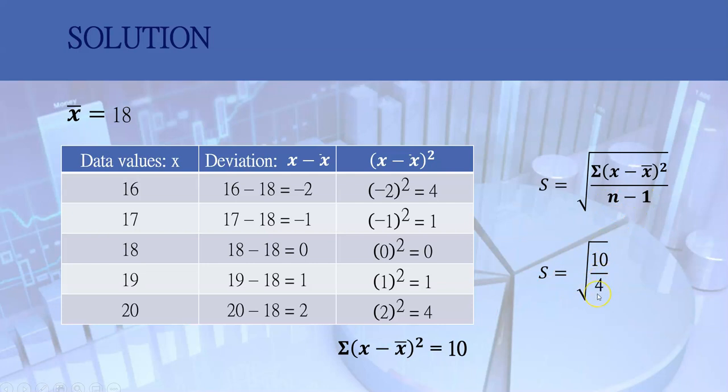This 4 right here. Now at the end, I'm going to take the square root of 10 divided by 4. And that's going to give me an answer of 1.58. This is my final answer then. So that means that this data has a standard deviation of about 1.6. And the closer the standard deviation is to 0, the less spread out your data is. The higher your standard deviation is, the more spread out it is.